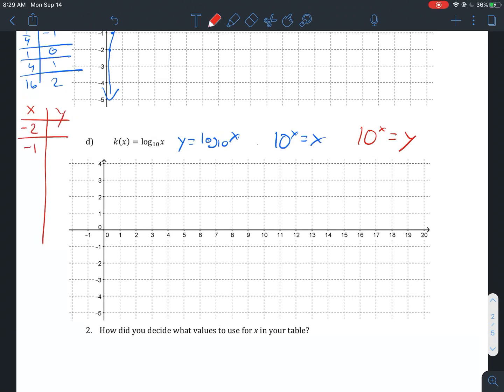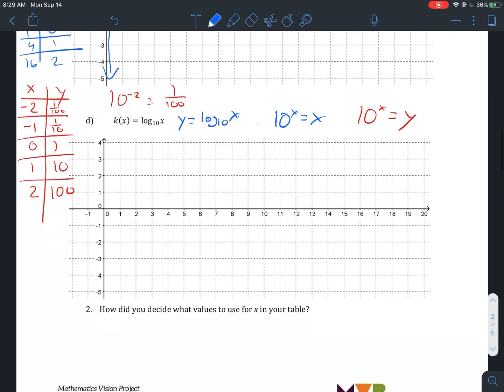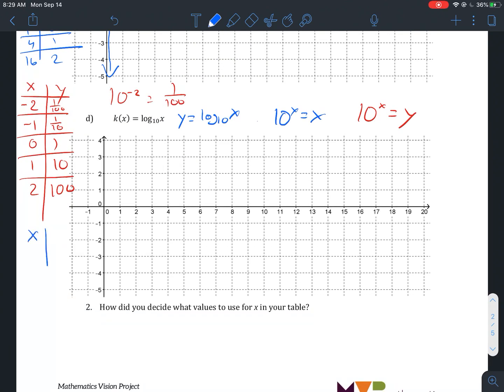Let's come up with our charts. So we'll plug in -2, -1, 0, 1. We'll put 2, but we won't be able to graph it. So then 10 to the -2 is going to give us 1/100. 10 to the -1 is 1/10. 10 to the 0 is 1. 10 to the first is 10. And 10 to the second power is 100.